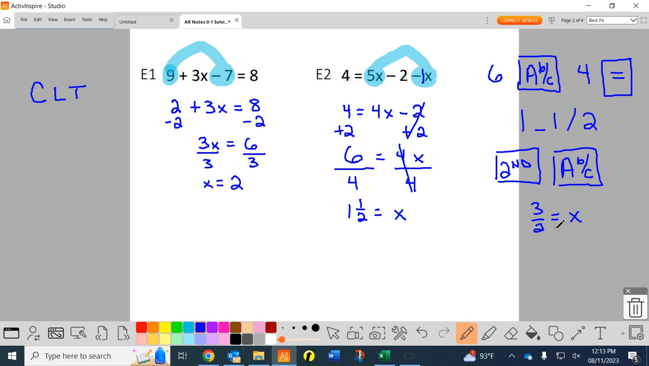Yes, ma'am? Can we write it as a decimal? No, you cannot. If it starts without a decimal, it needs to end without a decimal. Now, I'll let up on that as we get more into the geometry, but while we're working on the algebra, we'll stick with that. Stick with the same rules as algebra.